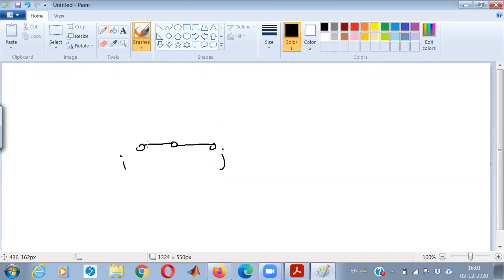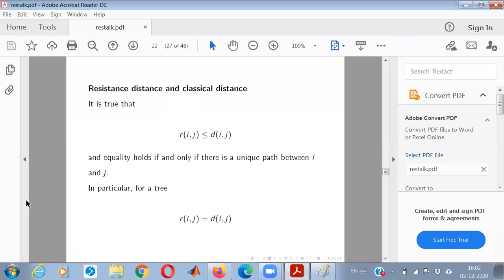Here the resistance distance is always 2, also 2. But if you add more paths, more connections, then the classical distance remains 2. But the resistance distance becomes 2 divided by the number of links. So resistance distance correctly reflects the amount of connectivity available. So that is why it is actually a good distance in applications.